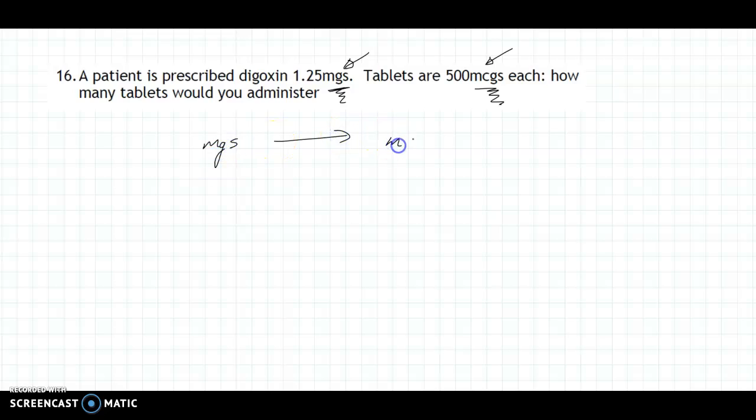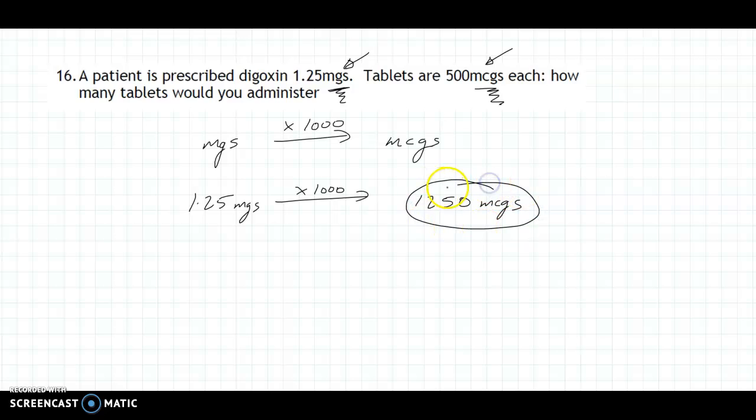Milligrams to micrograms, multiply by 1,000. So we have 1.25 milligrams. Multiply that by 1,000. That's milligrams. Multiply by 1,000. We bounce the decimal point 3 places. 1, 2, 3. And we get 1250. It started here and it went 1, 2, 3. Right? So 1.25 milligrams is the same as 1,250 micrograms.